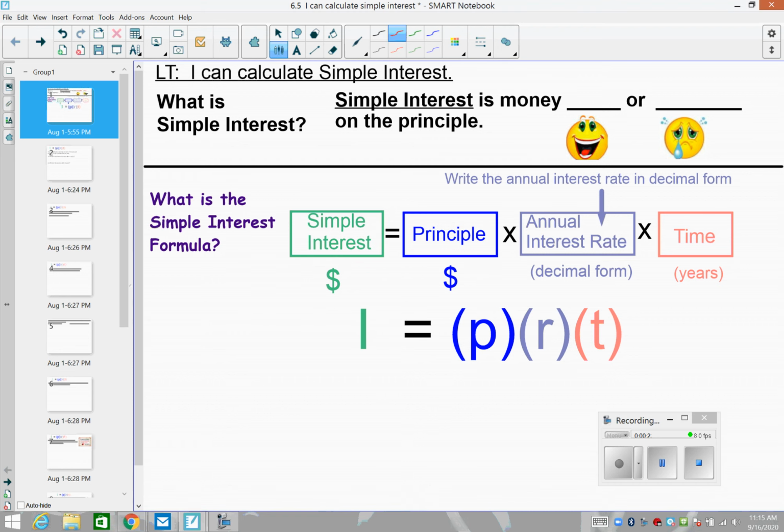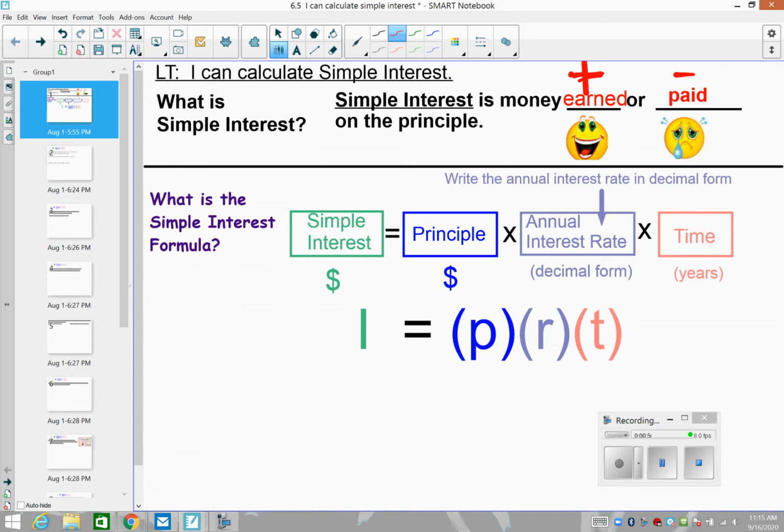So simple interest can be a good thing or a bad thing for you. By definition, it is the money that is either earned or paid on the principal, the starting amount of the money. If it's earned and it's your bank account, you start with the money that you put in, and then the bank will pay you interest, although the rates aren't super great right now. So that can be positive, but also can be negative when it's money that you owe. So we're going to break that down into the formula.